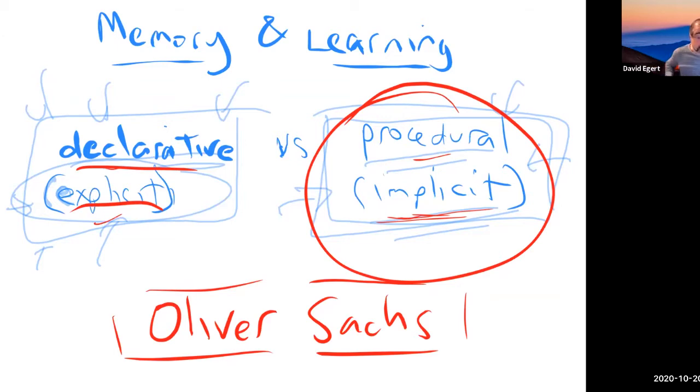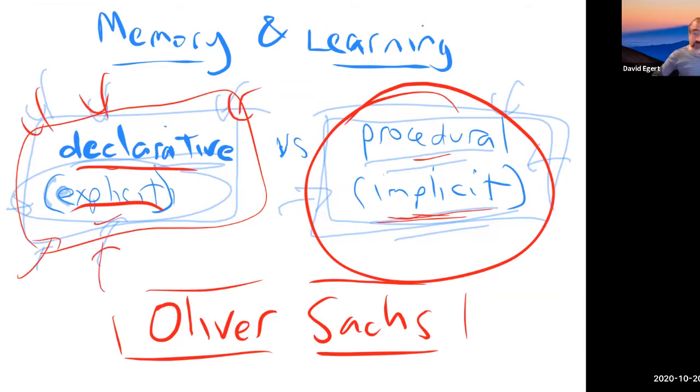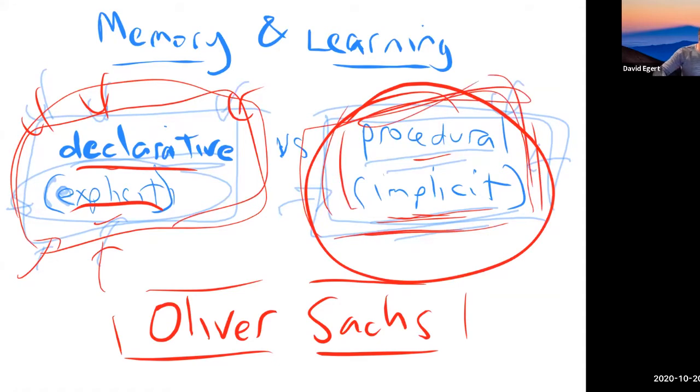One of his early books was The Man Who Mistook His Wife for a Hat. He talks about a patient who has hippocampal damage, and we're going to talk about the hippocampus in a few moments. He can't form new declarative memories. Someone says, "Oh, hi, my name is David," and an hour later he asks, "Have I ever seen you before?" He has no ability to do this, but he still had the ability to form implicit, procedural learning.